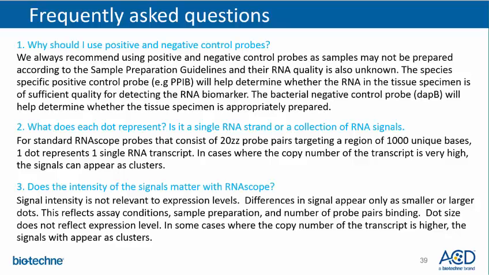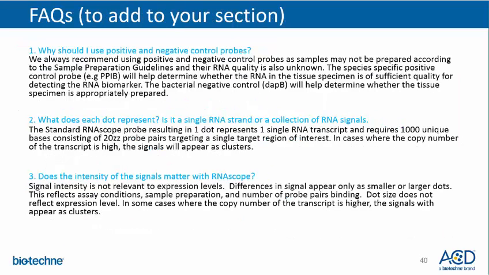Well, the signal intensity is not relevant to expression levels. Differences in signal appear only at smaller or larger dots, and this reflects assay conditions, sample preparation, and the number of probe pairs that are actually binding. Dot size does not reflect the expression level, and in some cases where the copy number of the transcript is higher, the signals will appear as clusters. So, if there are any more questions.